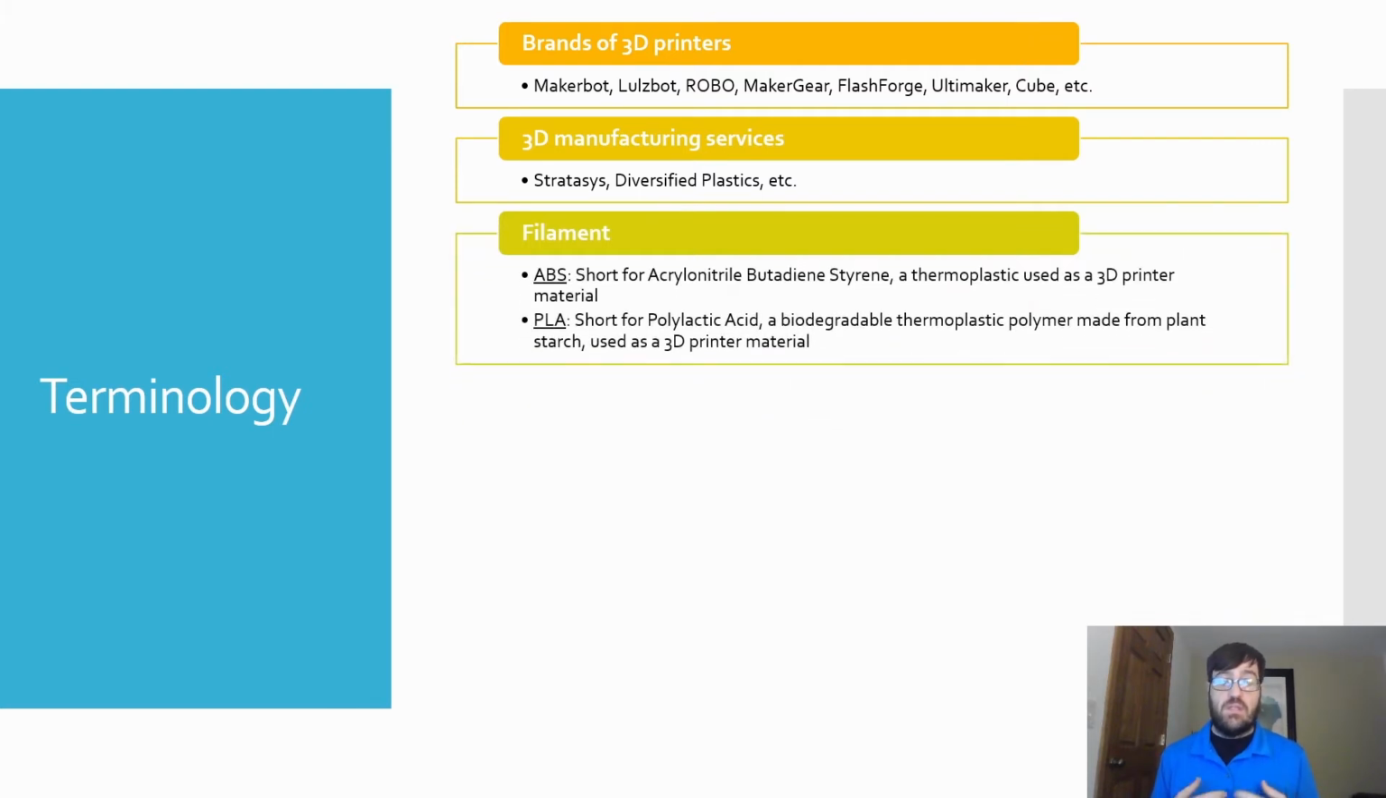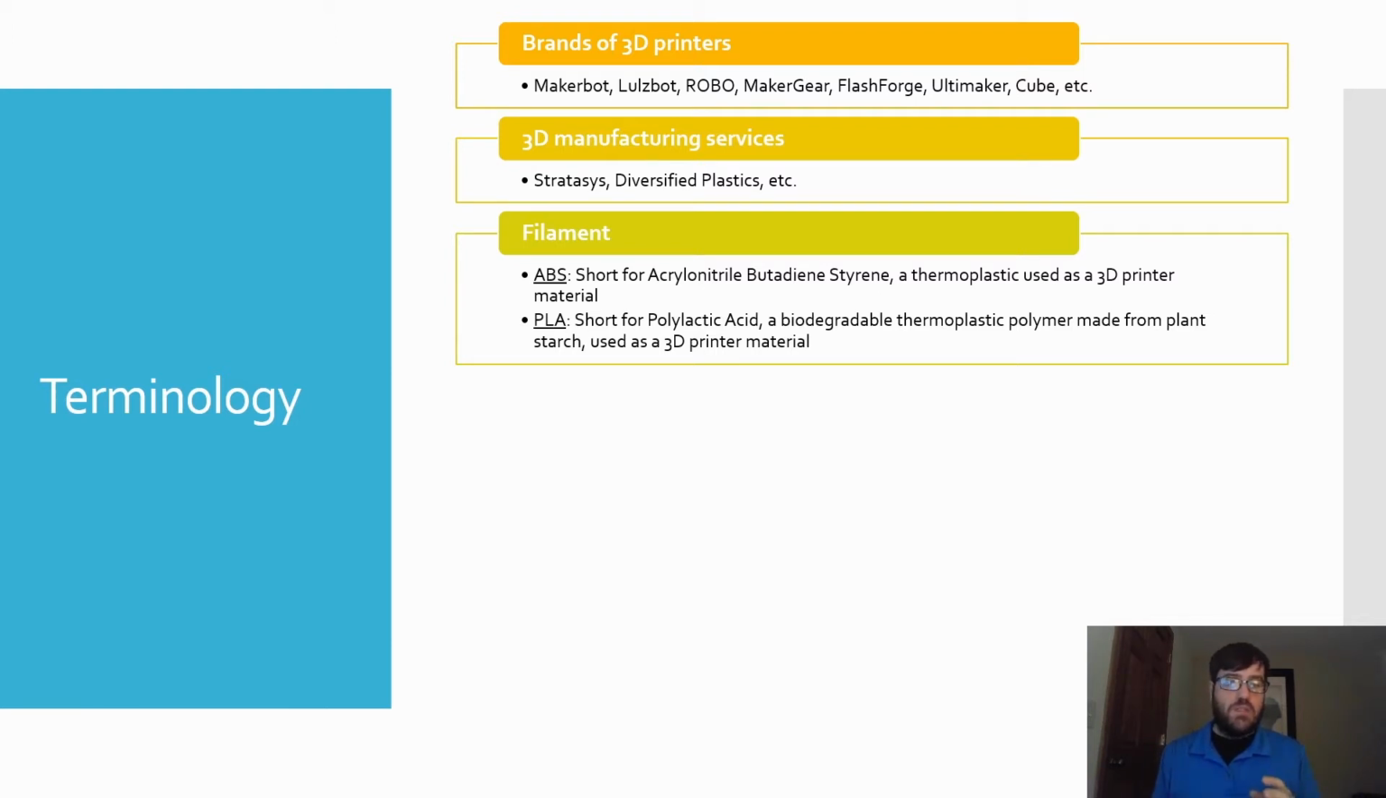Filament. Filament is what makes all this go besides the printer itself. There are two popular forms of filament. ABS, which is short for, I'm going to get this totally wrong, acrylonitrile butadiene styrene, which is a thermoplastic used as a 3D printer material. This is what a lot of people used first when 3D printers first became commercially available.